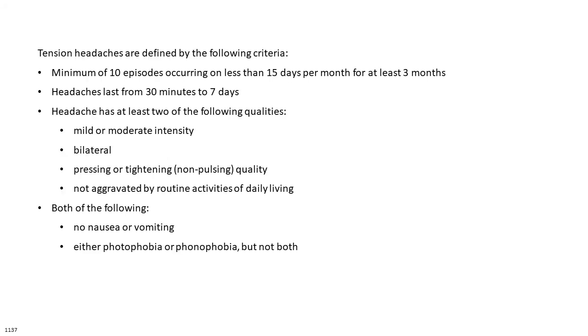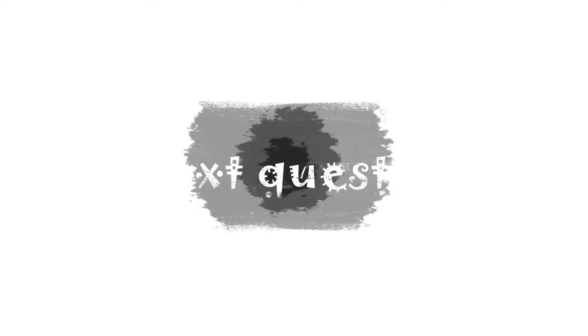Tension headaches are defined by the following criteria: minimum of 10 episodes occurring on less than 15 days per month for at least 3 months. Headaches last from 30 minutes to 7 days. Headache has at least 2 of the following qualities: mild or moderate intensity, bilateral, pressing or tightening, non-pulsing quality, not aggravated by routine activities of daily living. Both of the following: no nausea or vomiting. Either photophobia or phonophobia, but not both.